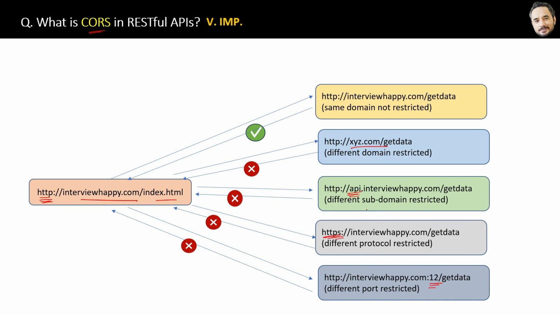But yes, sometimes as a developer, we have to allow the data sharing between different domains, right? In those cases, we have to suppress and remove this CORS security in our API code, which I will show you in an upcoming question.